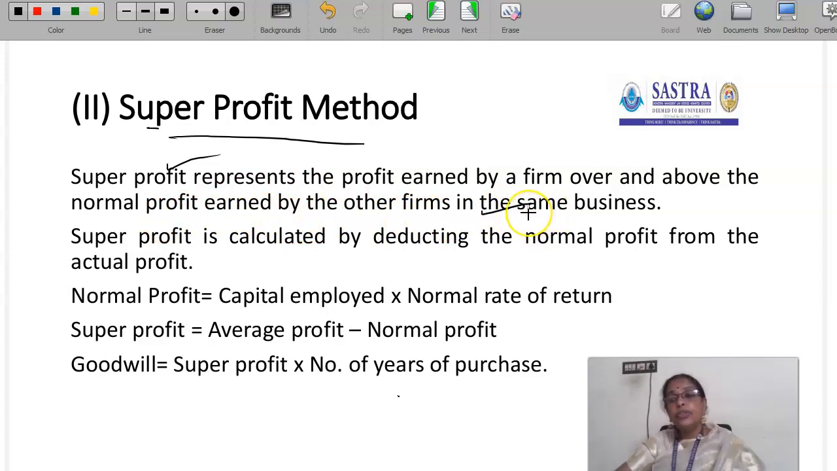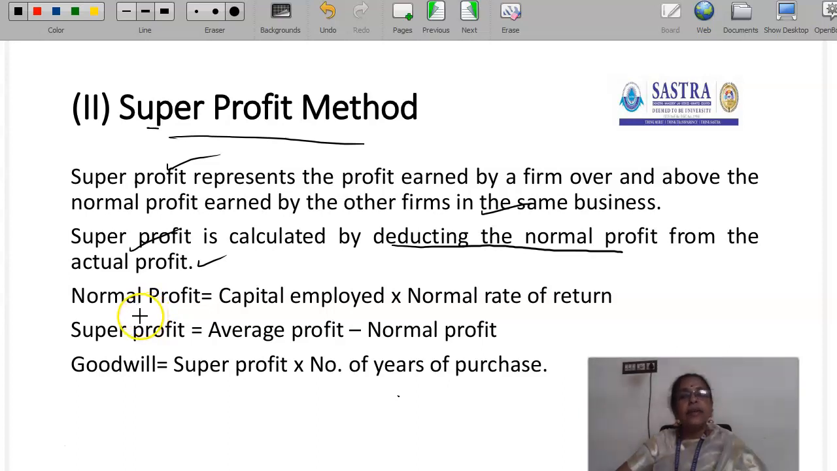So if they earn huge profit than that of the same business which are done by the others, then the extra profit which is earned by this firm is called super profit. Super profit, how do we have to calculate the super profit? It is calculated by deducting the normal profit from the actual profit. Normal profit is calculated by way of capital employed into normal rate of return.